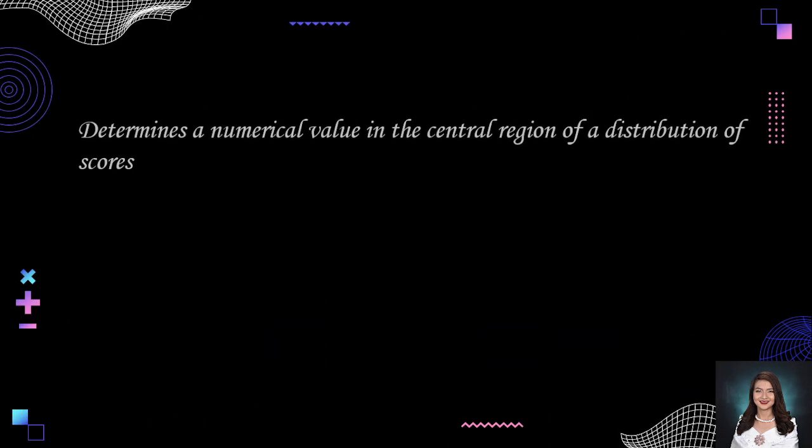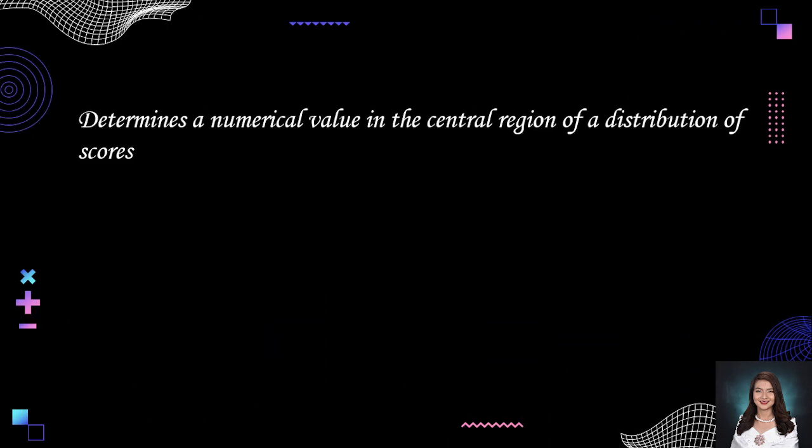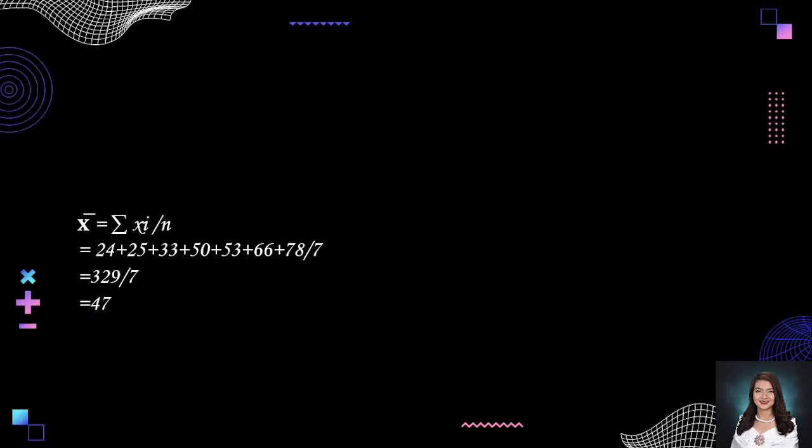Next one, determines a numerical value in the central region of a distribution of scores. The answer here is central tendency.